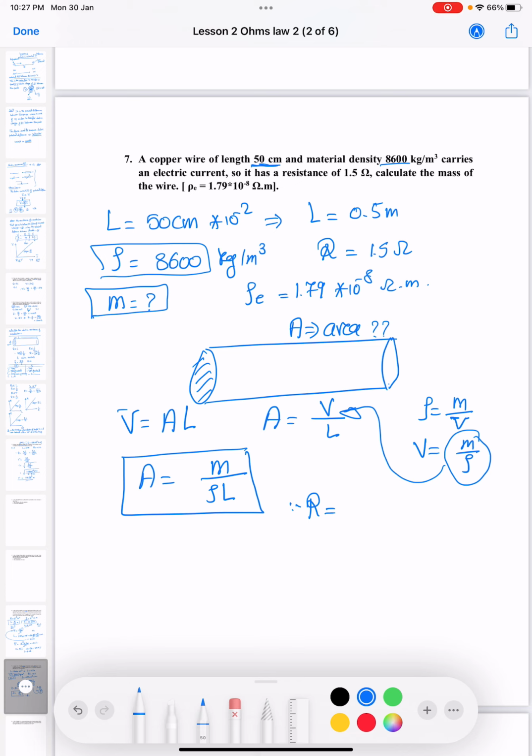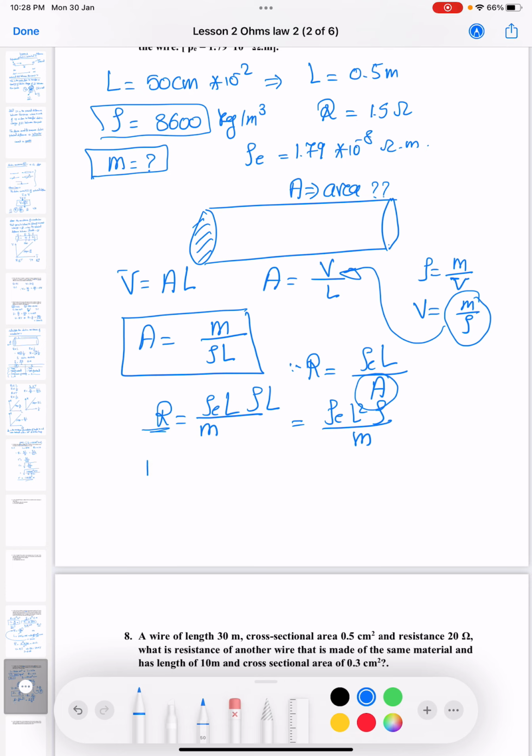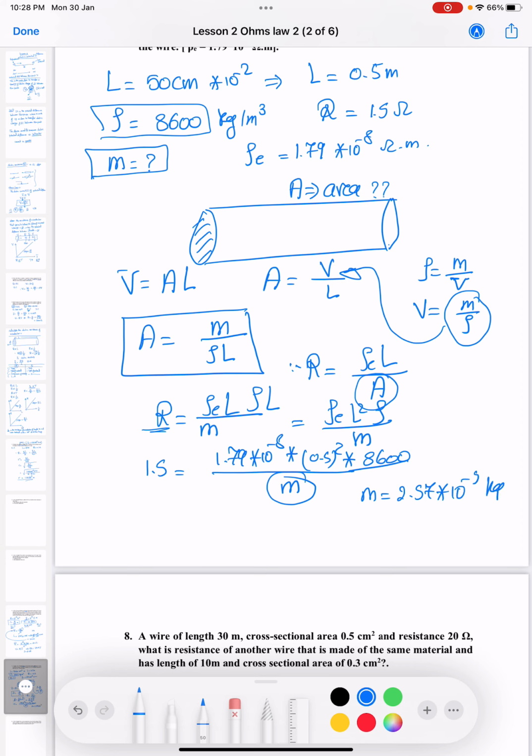Since resistance equal rho L divide A, we take A, so R equal rho L divide M divide rho L, so equal rho L square rho divide M. What is the amount of resistance? 1.5. So 1.5 equal 1.79 times 10 to the power negative 8 times L, 0.5 square, times density 8600, divide mass. By calculator we can find mass equal 2.57 times 10 to the power negative 5 kilogram. Good.